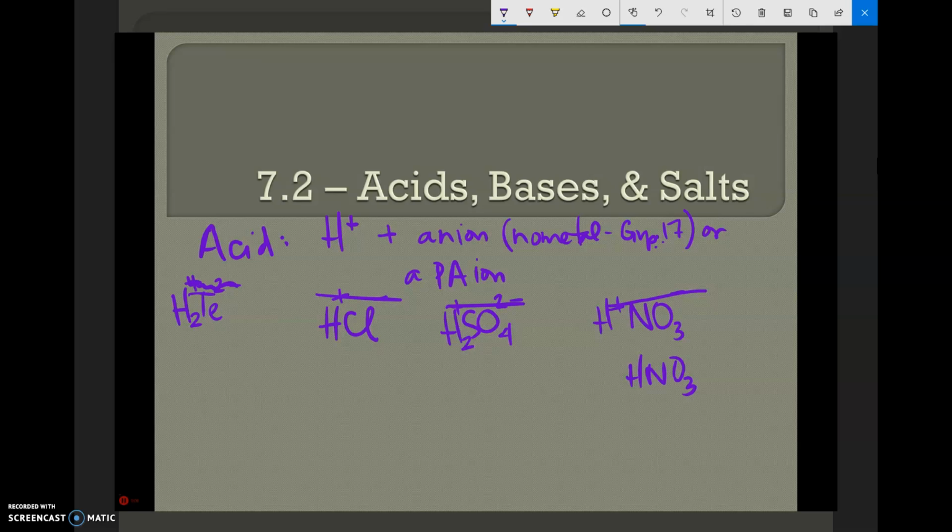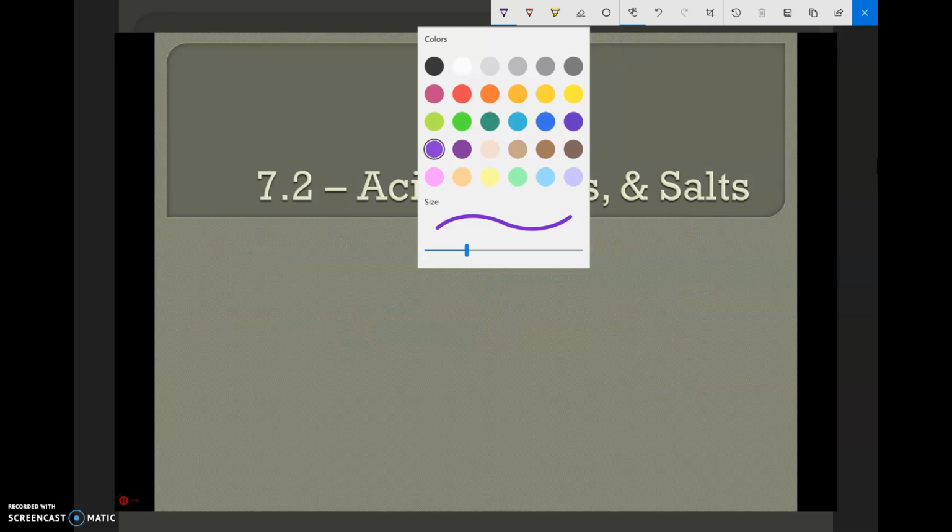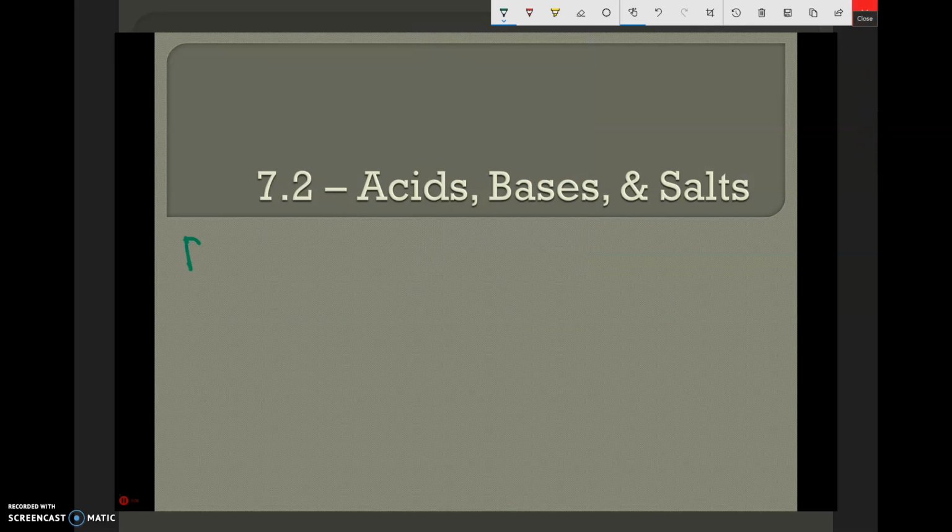Okay, now let's talk about a base. So a base is normally going to be a metal bonded to a hydroxide ion. There are, of course, exceptions, but for this class, this is the main thing you need to know. So a base is a metal bonded to a hydroxide ion, and of course this is going to make an ionic compound, so you're going to look at the charges and swap and drop if needed.